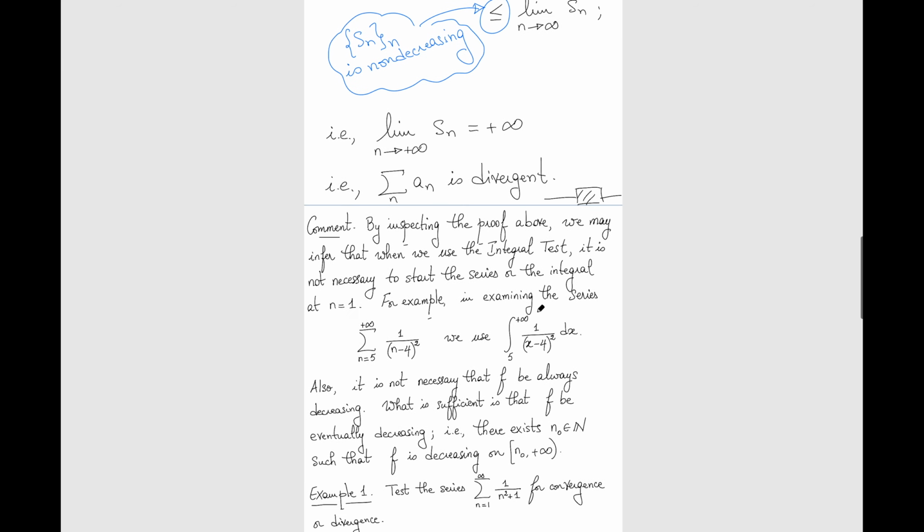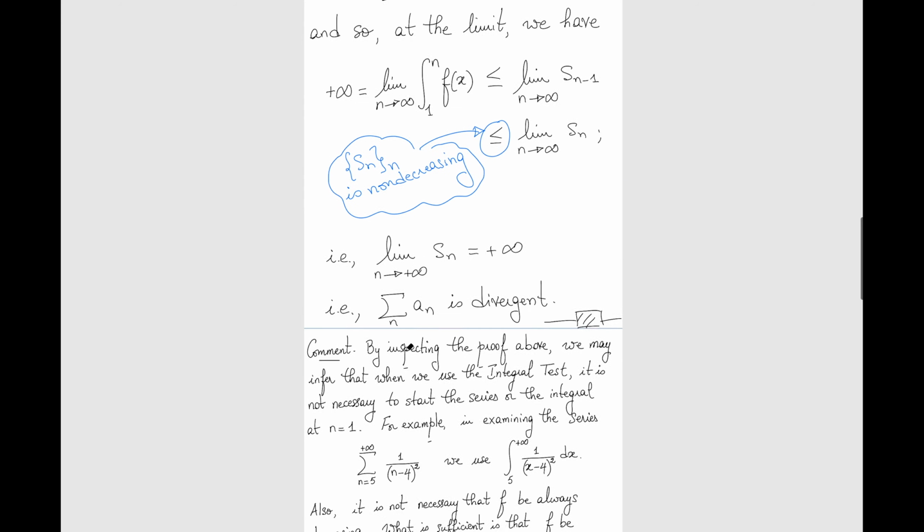Now, what this comment is saying, we don't have to have the 1. For example, if you want to examine this series, which starts at 5 when n is 5, it suffices to look at the integral from 5 to infinity, 1 over x minus 4 squared dx. Correct? So the corresponding improper integral starts at 5 this time. Well, why is this the case?